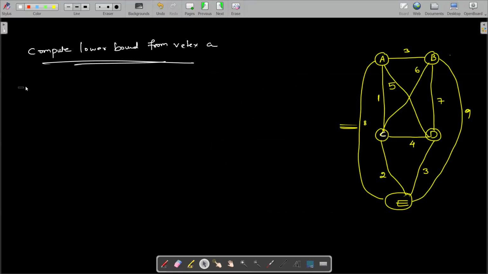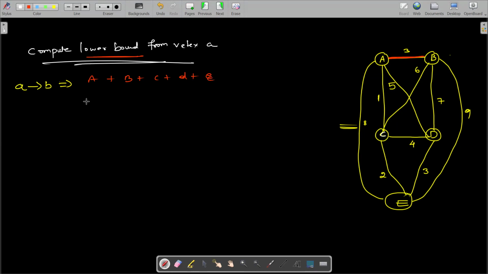See here, A to B. Let's take from A to B. A to B is nothing but from year to year. Now we have to calculate the lower bound. That's why A plus, again B plus, C plus, and D plus E.